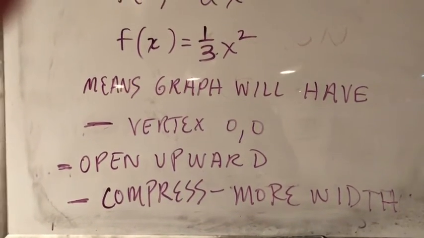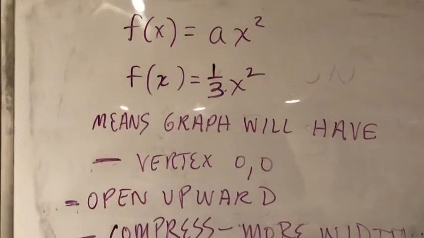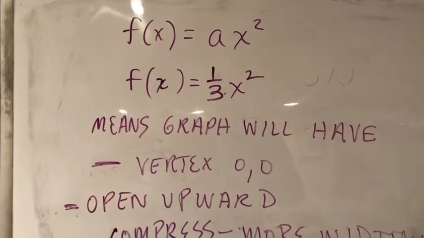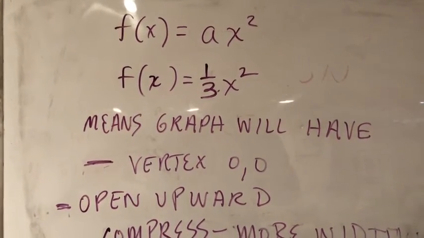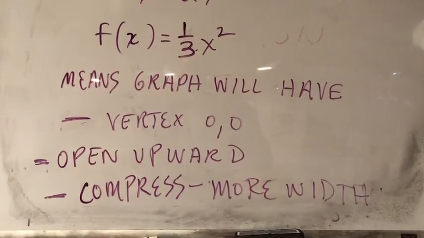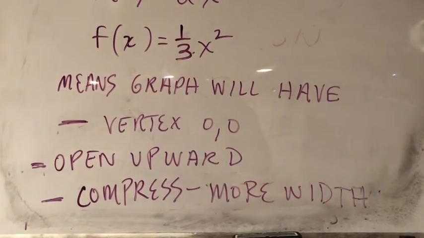And tomorrow when we start putting values in place of the x and then for f of x, you'll see why that's the case. But right now we're just working on terminology and understanding what these numbers in the A slot do to our graph.